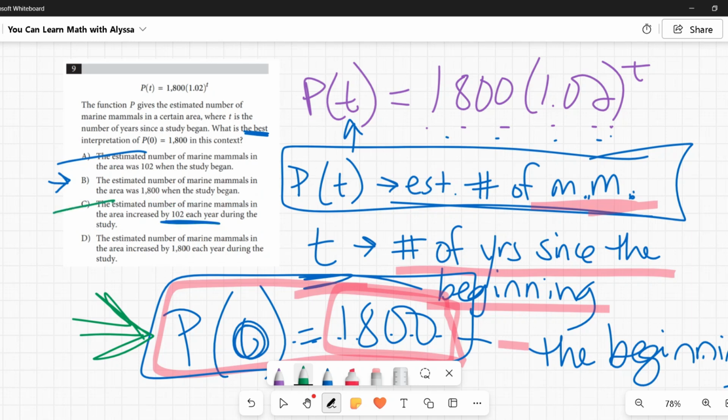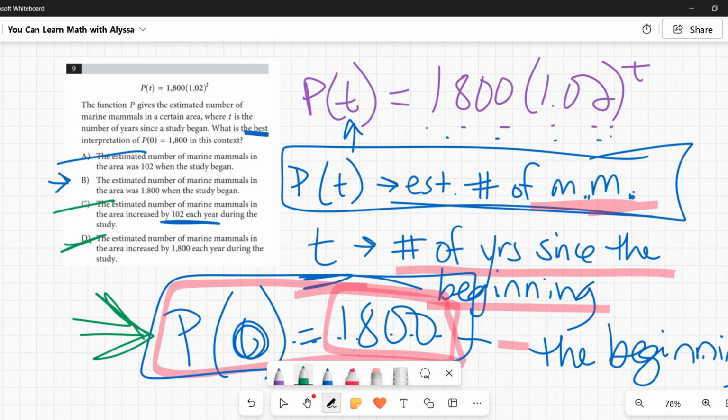No. So that one's out. Let's look at D. The estimated number of marine mammals in the area increased by 1,800 each year during the study. Again, that's a flat rate increase. That would be a linear increase where it's just going straight up. It's linear. It's steady. This is exponential. It's increasing by 2% each year. It's going to go up like that. So no, this does not represent this equation in general, and it certainly does not represent this statement that P of 0 is 1800.